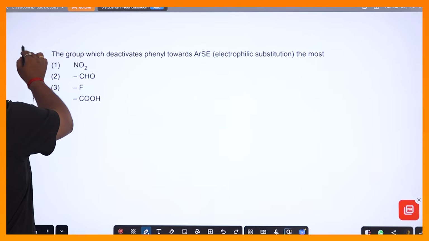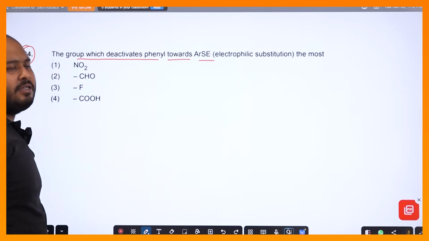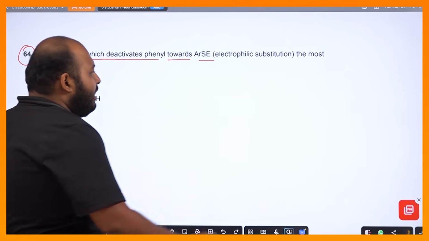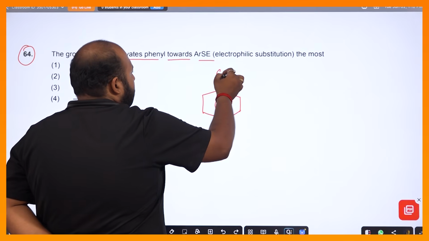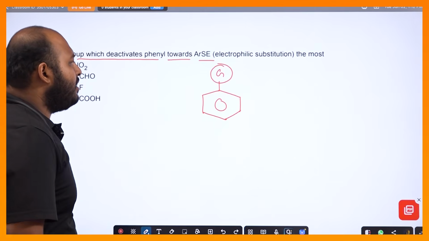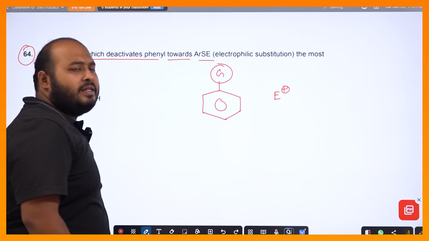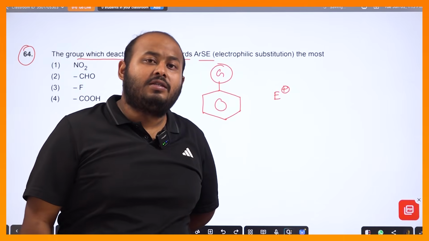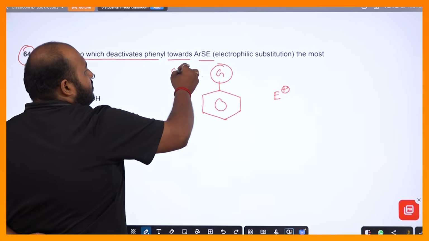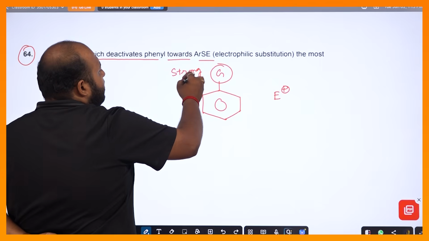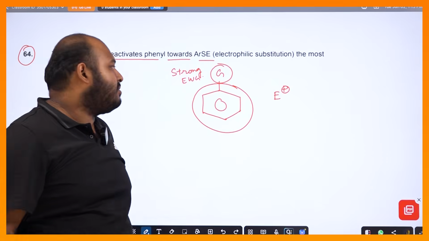So next is the group which deactivates phenyl towards electrophilic aromatic substitution the most. Whatever be the group, the electrophile always finds the benzene ring where the electron density is higher. So if the group is a very strong electron withdrawing group, strong EWG, then this benzene ring gets deactivated for electrophilic substitution.